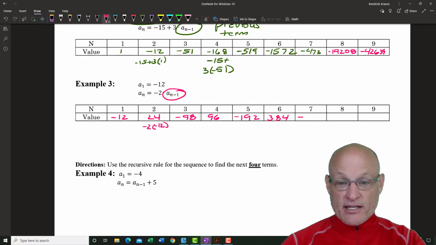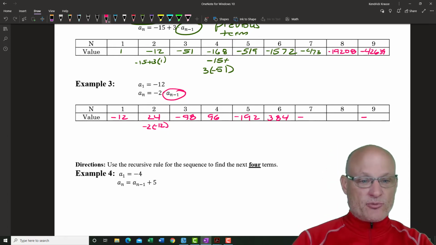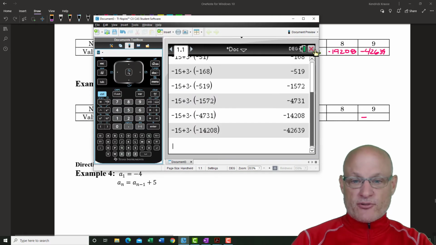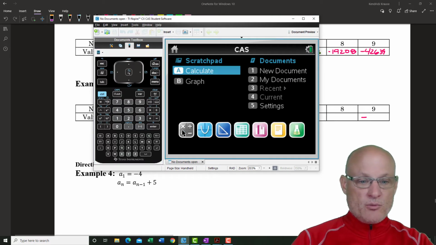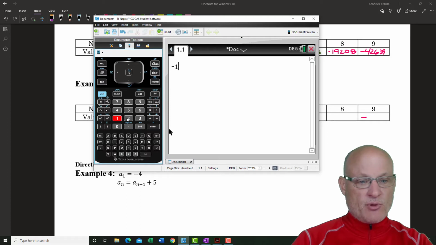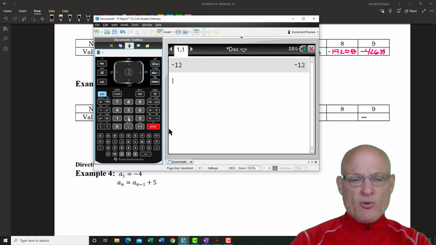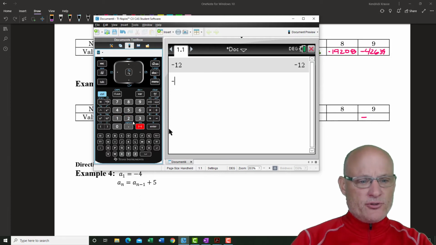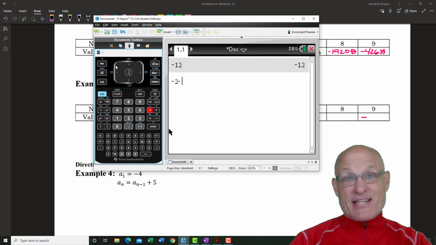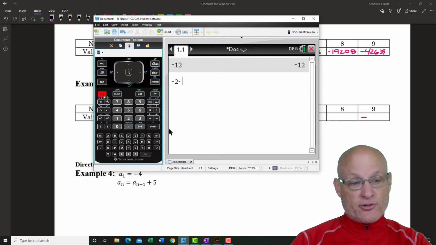Then this one's going to be negative, this one's going to be positive, and this one's going to be negative. Multiply that. I'm going to go to the calculator now. Watch how this works. So what you do is, let me get a fresh screen. You just put in the first number, negative 12. And you say, you know what? I want to take negative 2 and multiply it by the previous answer. The previous answer is control answer. And press enter. Now, it put in the negative 12 there, right?